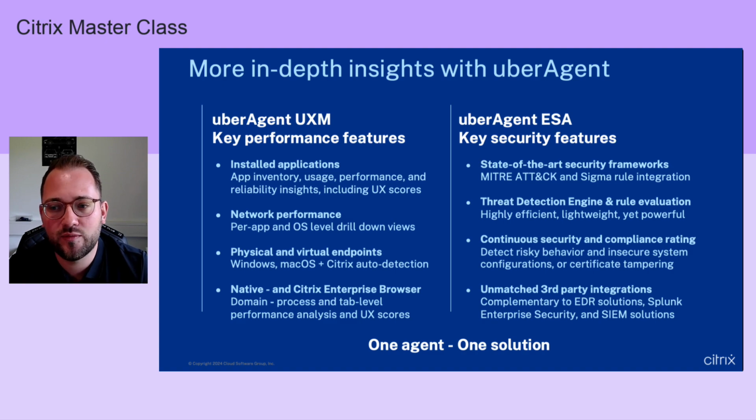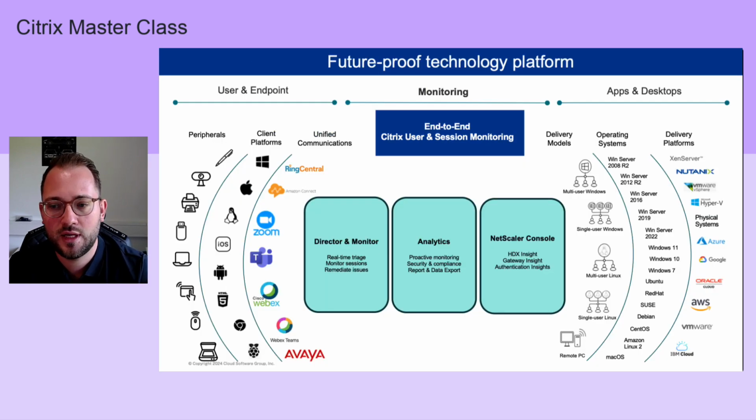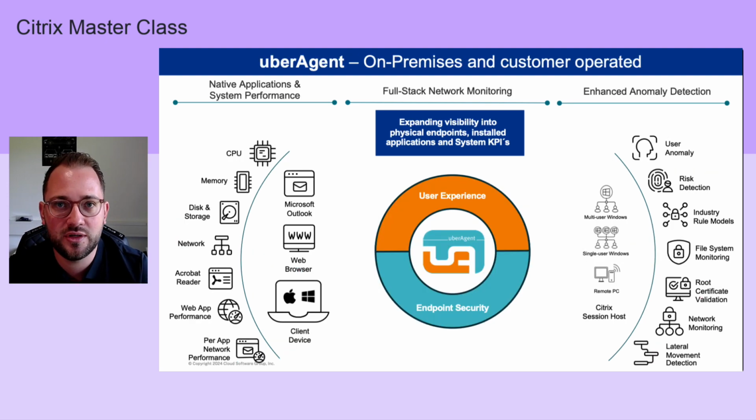Now that we have an idea of what uberAgent is, I'd like to cover how the product plugs into the Citrix observability stack. As you can see on this slide, Citrix has a variety of products for monitoring users and sessions. We have Director and Monitor for real-time triaging and monitoring sessions. Then there's Analytics for proactive monitoring. Finally, we see the NetScaler Console for gateway and HDX insights. However, all of these components have something in common. They all require some kind of Citrix component to be involved. And that's exactly where uberAgent comes into play.